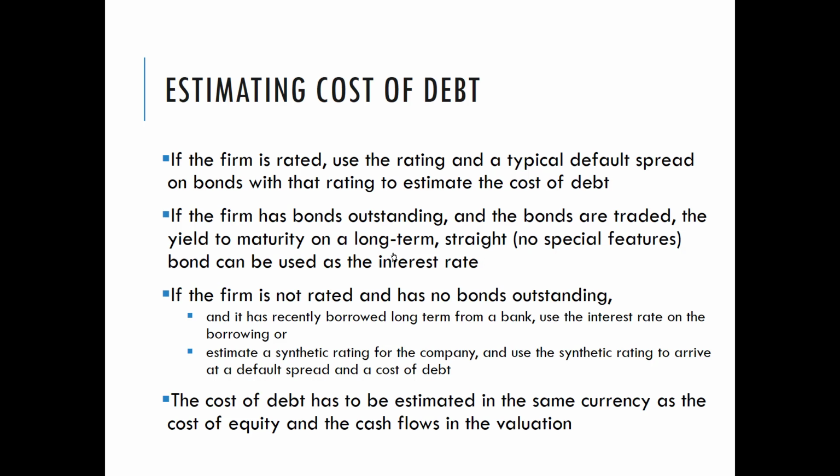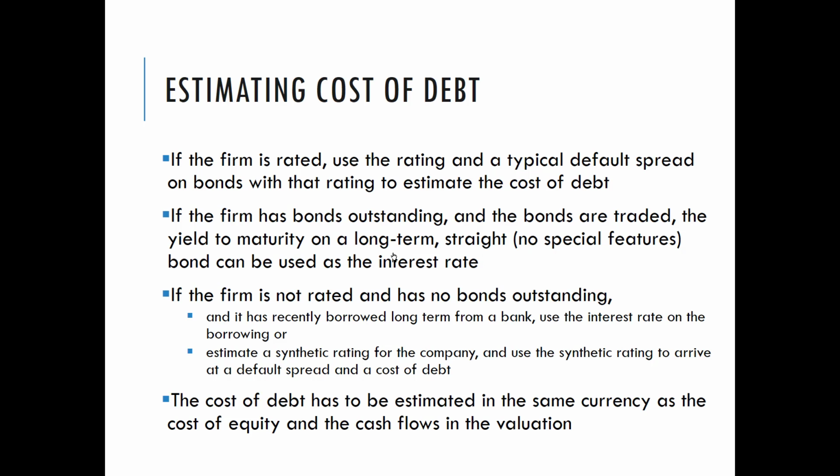So essentially, if you're using the firm that is rated, you can figure out what is the appropriate default spread based on that rating. So default spread is essentially the premium you get in addition to the risk-free rate. So that's one way. The second way is to figure out what are the bonds currently giving out.